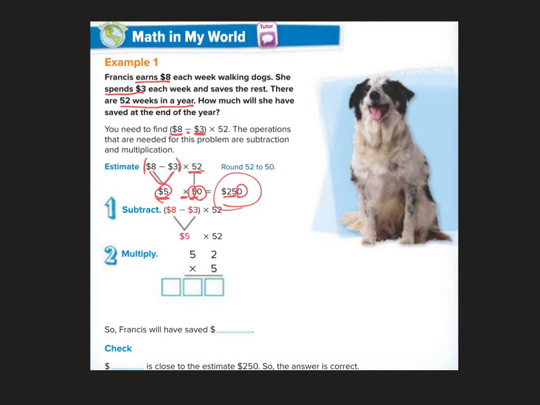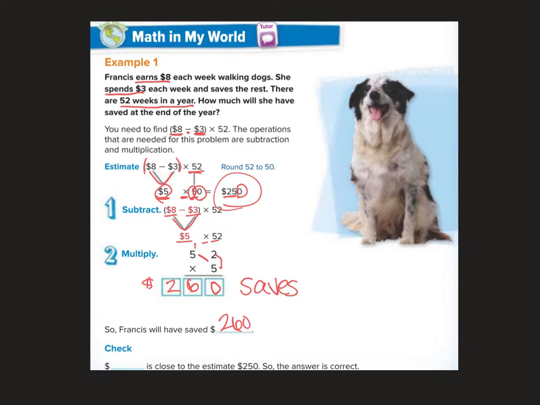Now let's actually solve here. So again, we have $8 minus $3. That's $5. Multiply that by 52. So here we go. 5 times 2 is 10. 5 times 5 is 25, plus one more is 26. $260 is how much she saves. Look at her go. That's a good savings each week. $260, that will add up quickly. So Frances will have saved $260 at the end of the year.